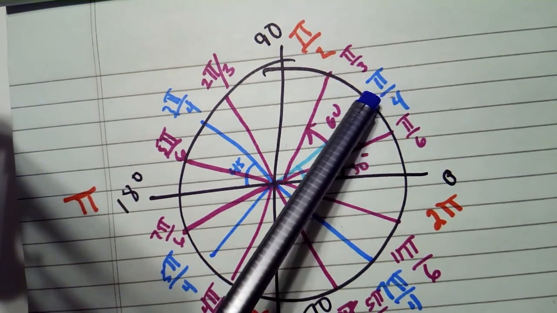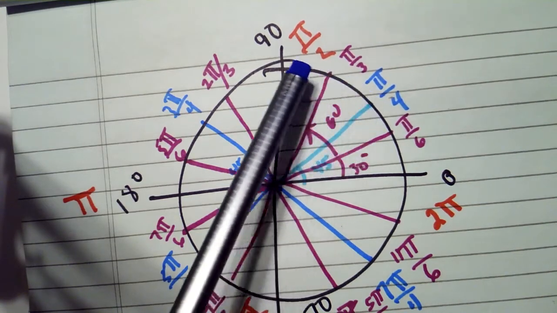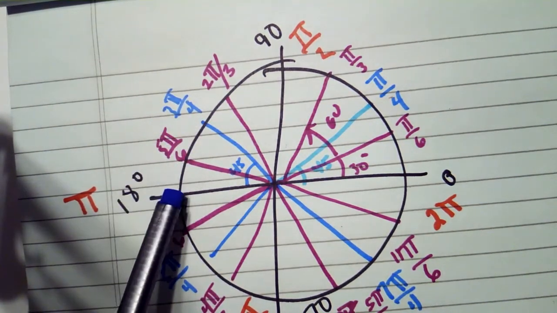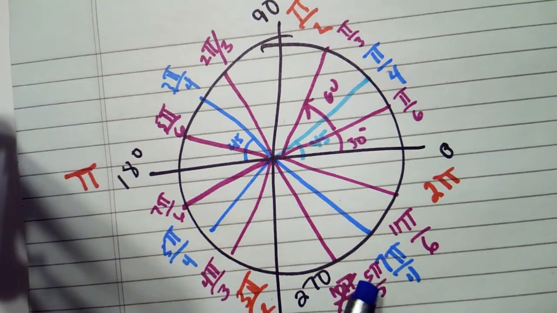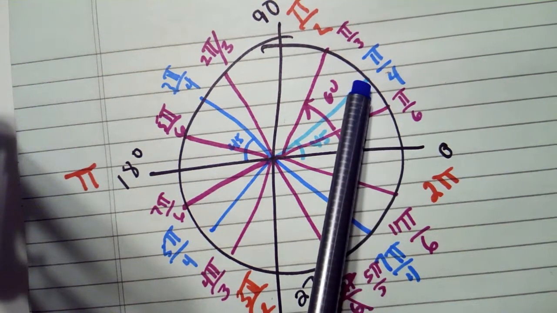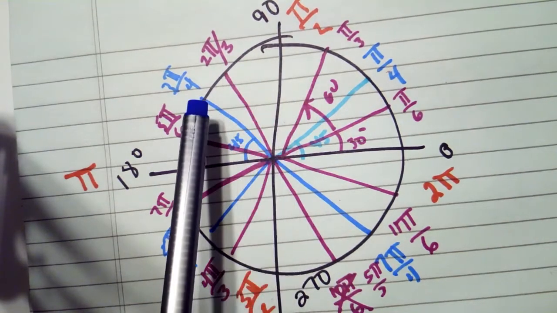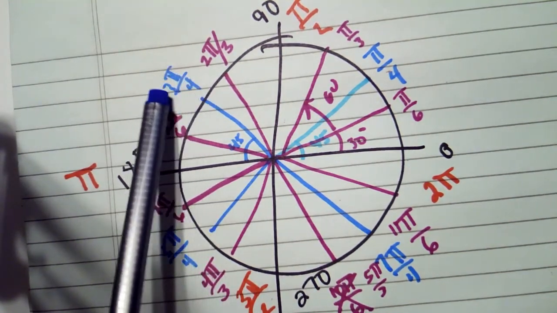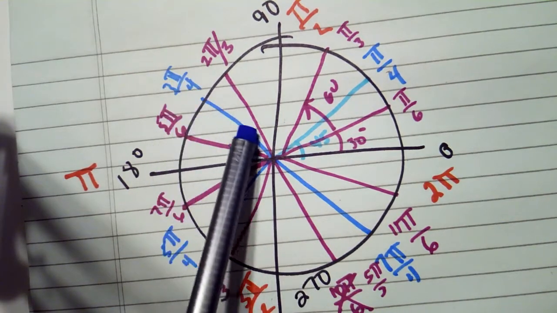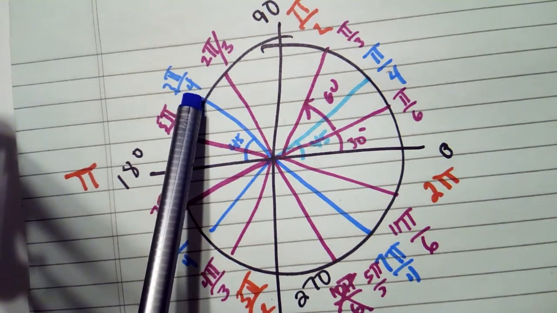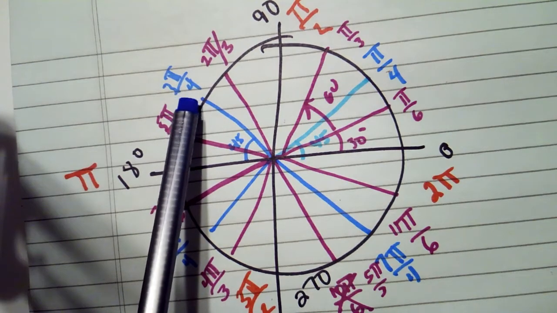So we have 1 pi over 4, 2, 3 pi over 4, 4 pi over 4, 5, 6, 7, 8, 9, 10, 11. There's where my 11 pi over 4 is. And if you notice it's blue, that means it's a 45-45. Another trick is if it ends in a 4, that means it's a 45-45 triangle.